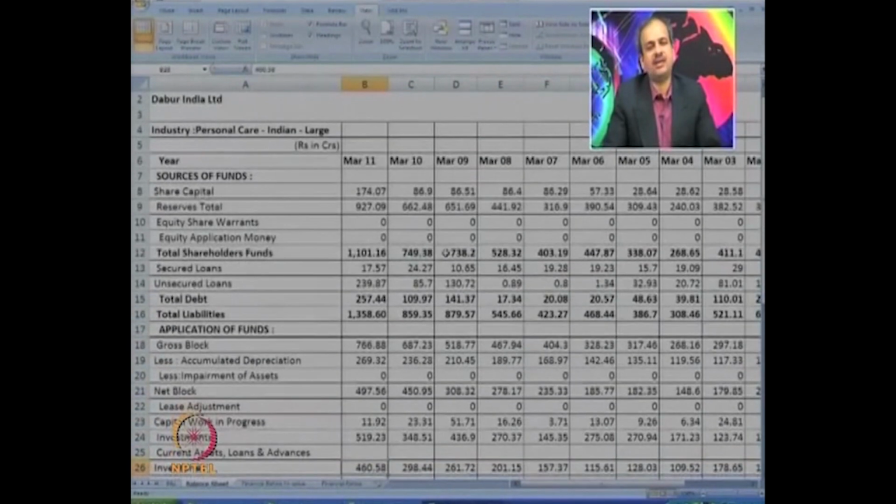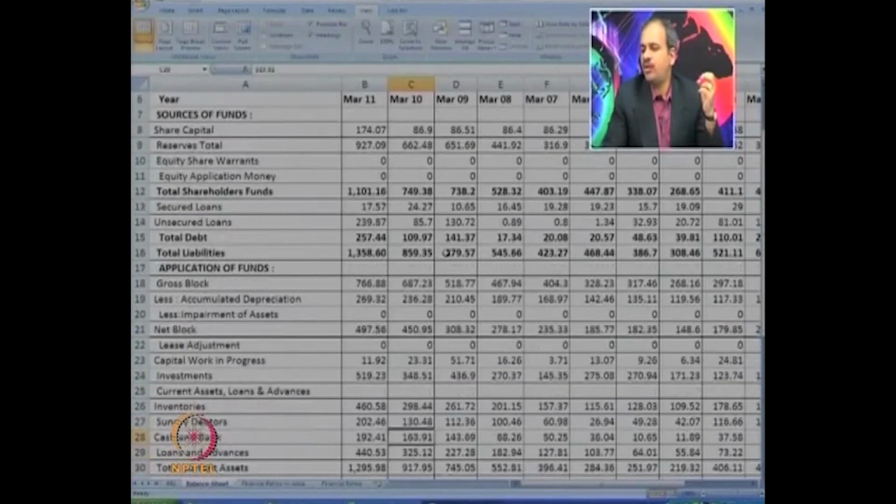If you look at the assets or the application of funds, you can see that the major assets are in the form of gross block, which could be the plant and machinery. Being a pharma manufacturer, they will need a lot of plant and machinery. So, the company is steadily increasing its gross block. They also have a good amount of investments which have also increased in recent years. You can see that investments were about 270, then they became 436, 348, and now it's 519.